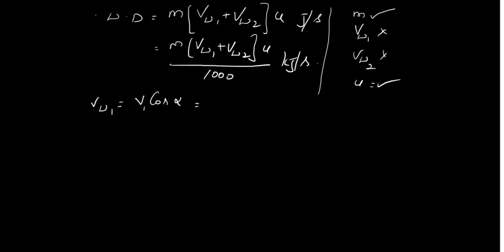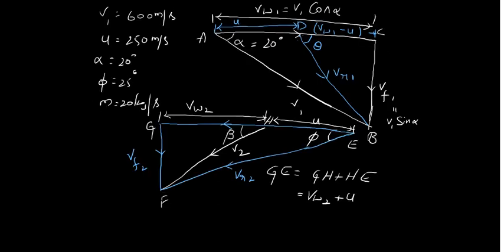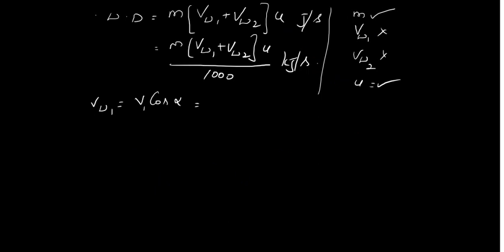VW1 equals V1 cos alpha. What is the value of V1 given? 600 meter per second, and alpha is 20. This is 600 multiplied by cos 20. What is the value of VW1? It is 565 meter per second. Similarly, can I get the value of VW2?